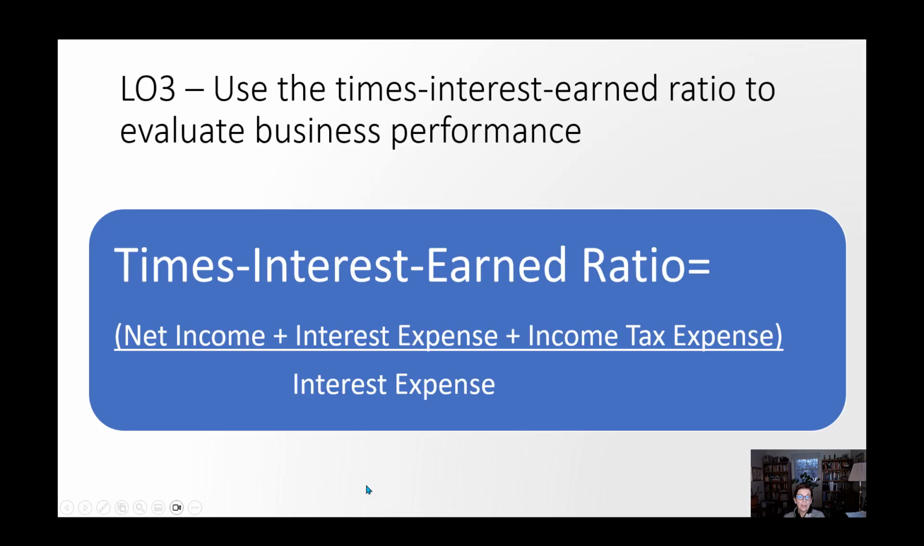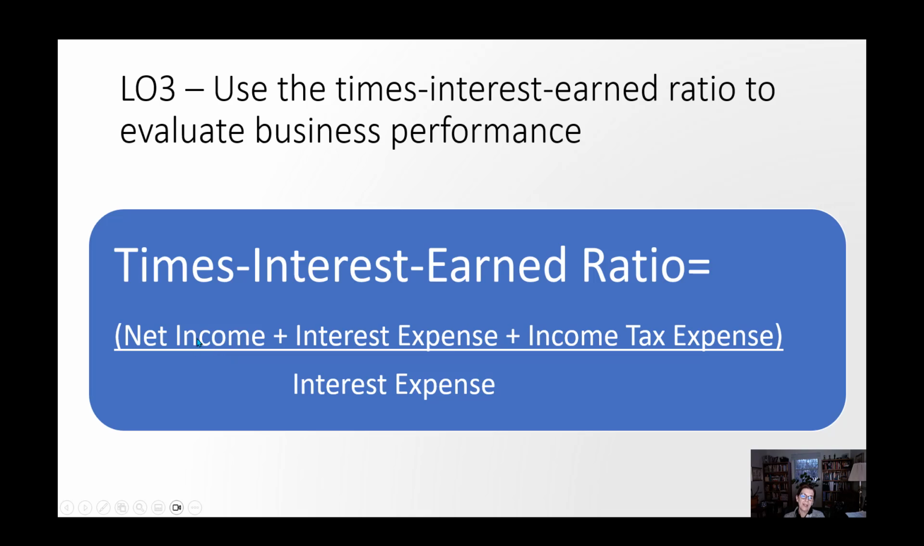Finally, let's take a look at using the times interest earned ratio to evaluate business performance. The times interest earned ratio tells how many times a company earned enough money to pay its interest expense during the year. So what that means is a higher number is better, right? The more times the company earned enough money to pay its interest expense, the better. And the way it's calculated, and I put the parentheses here intentionally, don't forget to add before you divide, because otherwise, you'll run into some trouble.